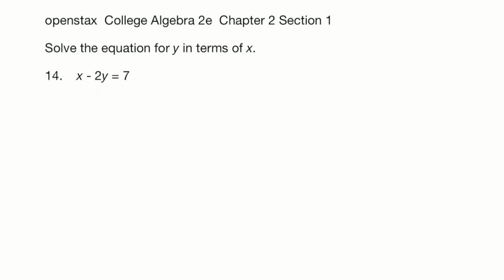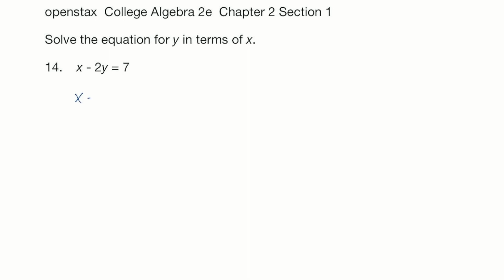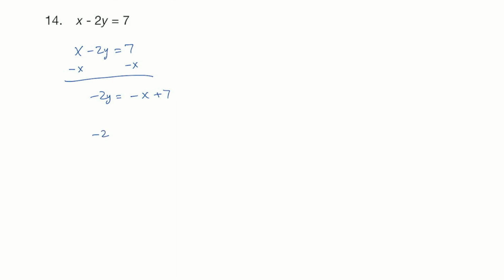So let's write down our equation. x minus 2y is equal to 7. So the first thing we need to do is to get the y by itself on one side. So let's subtract x from both sides. We get minus 2y is equal to minus x plus 7. We'll write the equation down again.